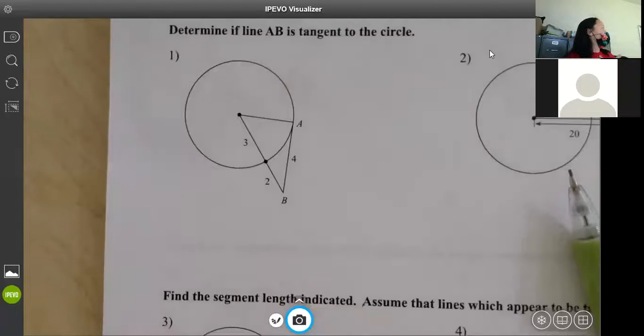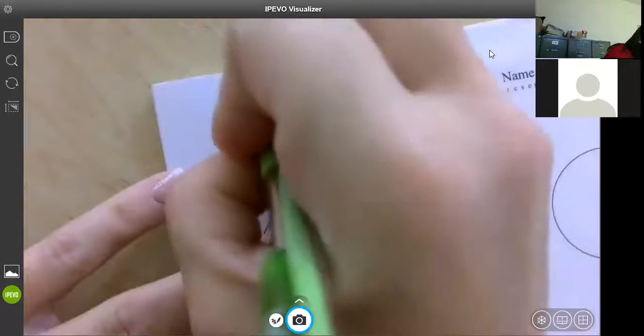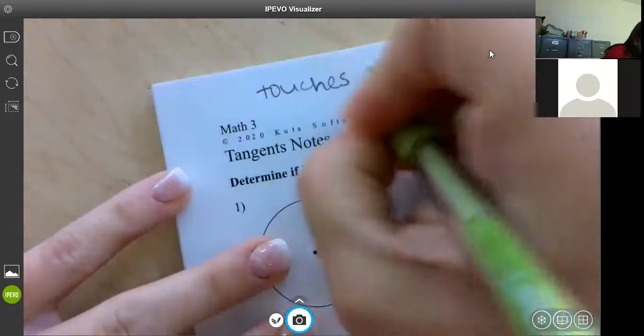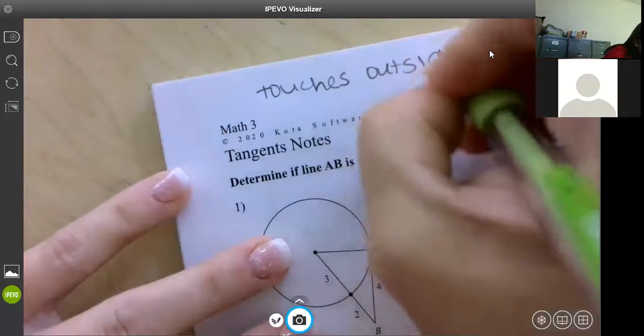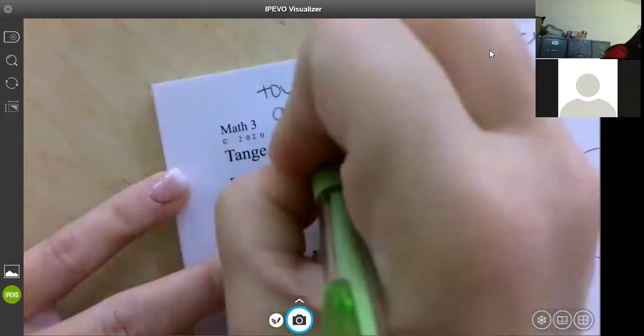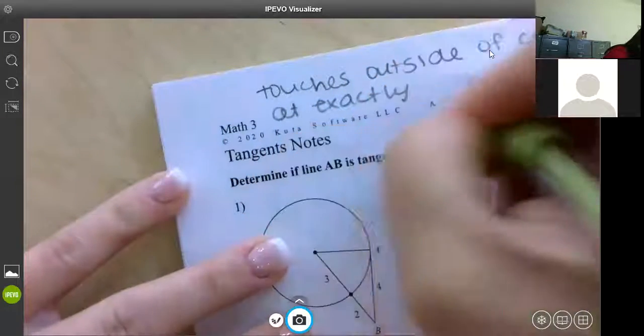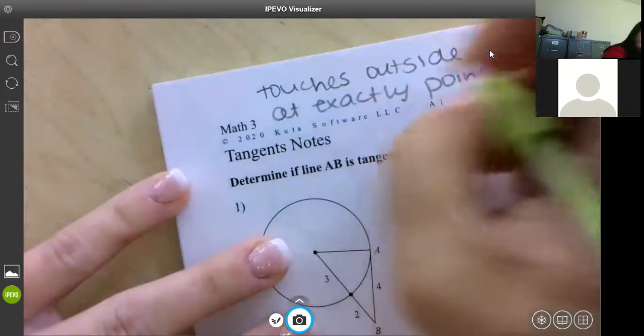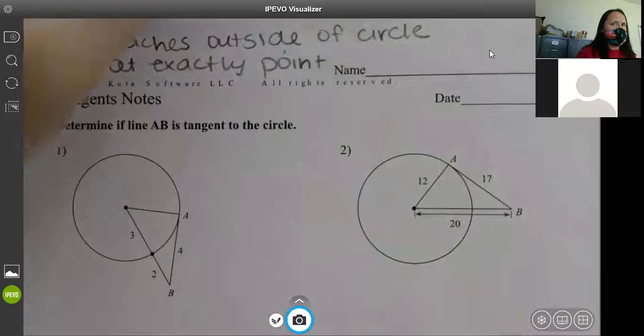Tangents like you've learned in Math 2? This is not tangents like you've learned in Math 2. This is tangent meaning one point touches the circle. So if it's a tangent line to the circle, it touches the circle, and it's on the outside of the circle at exactly 1 point. So that's the definition of this tangent. It's not the triangles that you learned in Math 2.